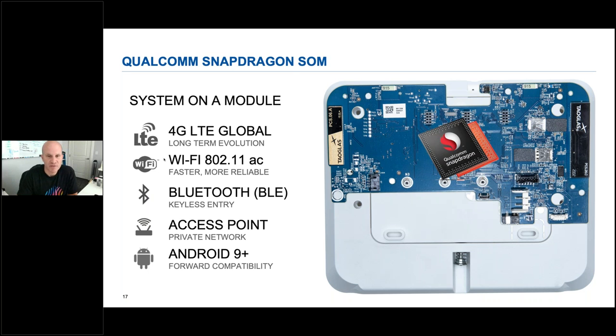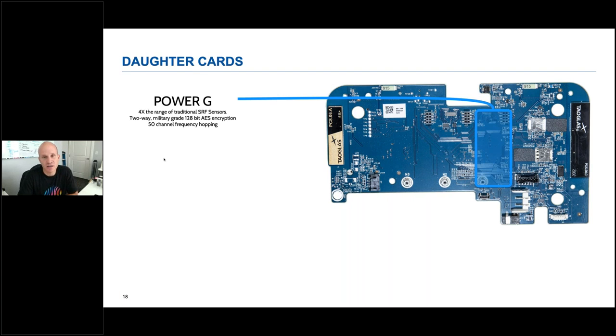Now, once we go further on the inside, the daughter cards are where we really start to turn this into a security panel. This is where we start to add the proprietary radios that our industry relies on in order to function in our ecosystem. And the very first daughter card that comes on every single panel is PowerG. Now, from the survey, most of you are installing PowerG. I'm betting more of you know what PowerG is, even if you're not installing it today.